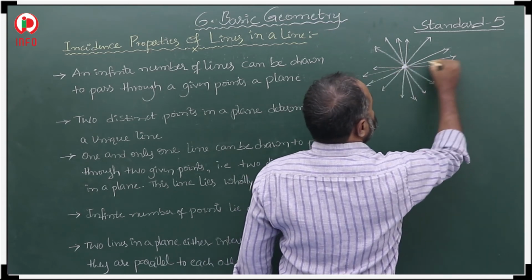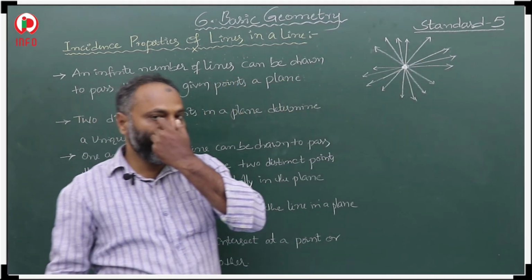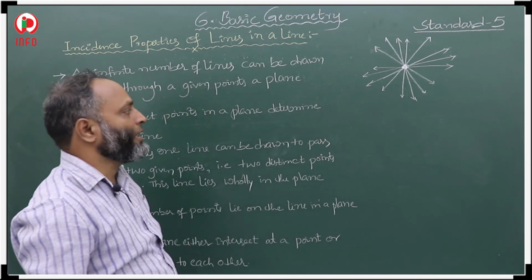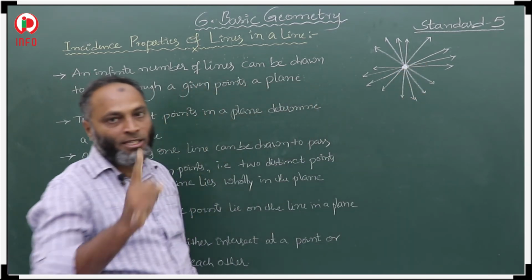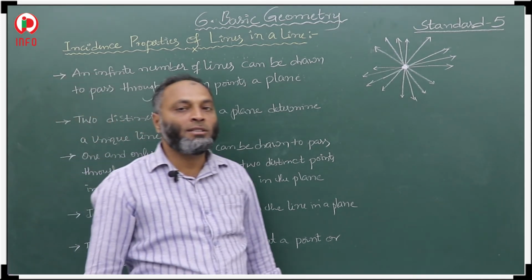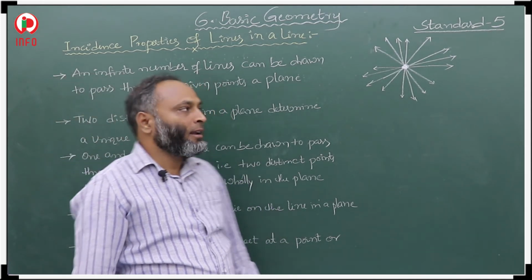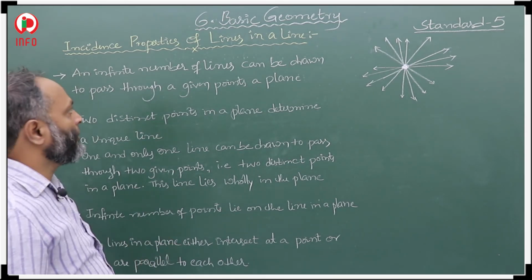Then how many lines can we draw? We can draw infinite lines from the given point. If only one point is given, then how many lines can be drawn from the point? Infinite lines we can draw from the given point. So that is the first property.